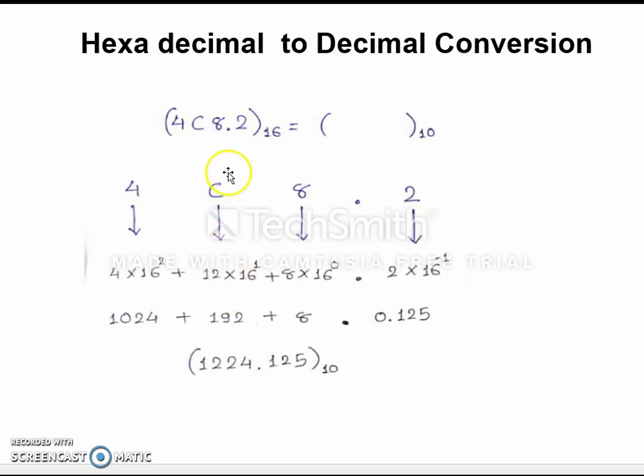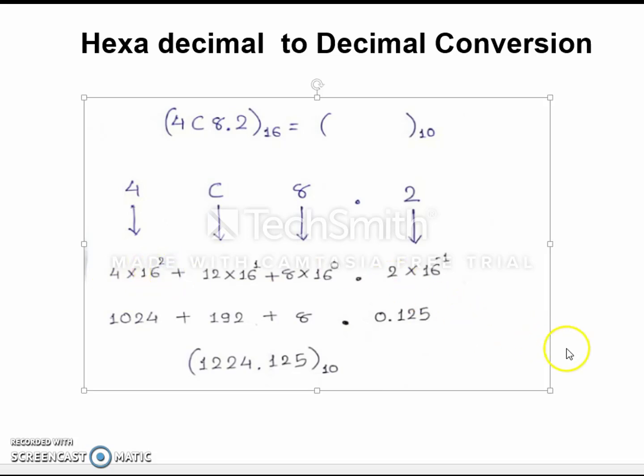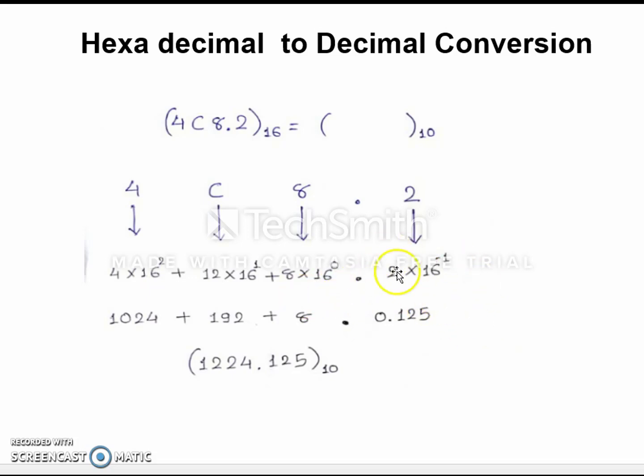Okay, so here given number is C, so we have to consider decimal equivalent of C is 12. So 12 into 16 raised to 1, here 4 into 16 raised to 2, and so on. And in fractional part, 2 into 16 raised to minus 1. So addition of this integer part, that is 1224, dot 125. So this is how we can convert hexadecimal to decimal.